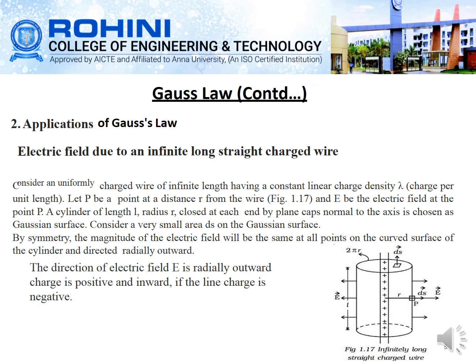The cylinder we take has radius r and length L, and it is enclosed by the Gaussian surface. If we consider a small area on this Gaussian surface, the magnitude of the electric field at all points on the curved surface is equal, directed outward. The direction of the electric field is radially outwards, which makes it positive, and if the line charge is negative, the direction is reversed.